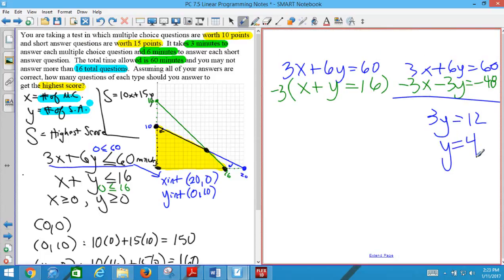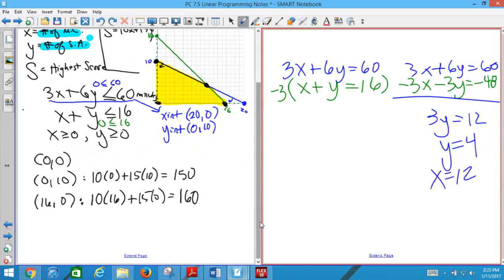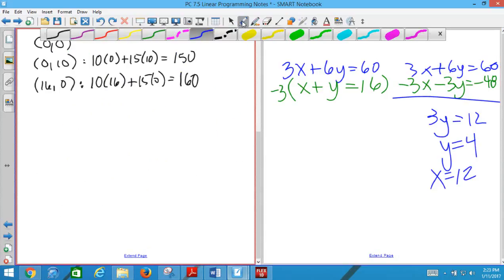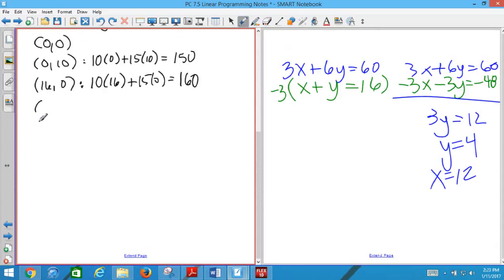Okay, so I do my systems and I get y is 4. I'm going to plug that into the green one. If y is 4, then x is... If y is 4, then x has to be 12. So that's my other ordered pair, 12, 4. Did I just do that backwards? No. Okay. So 120 plus 60, get a score of 180.